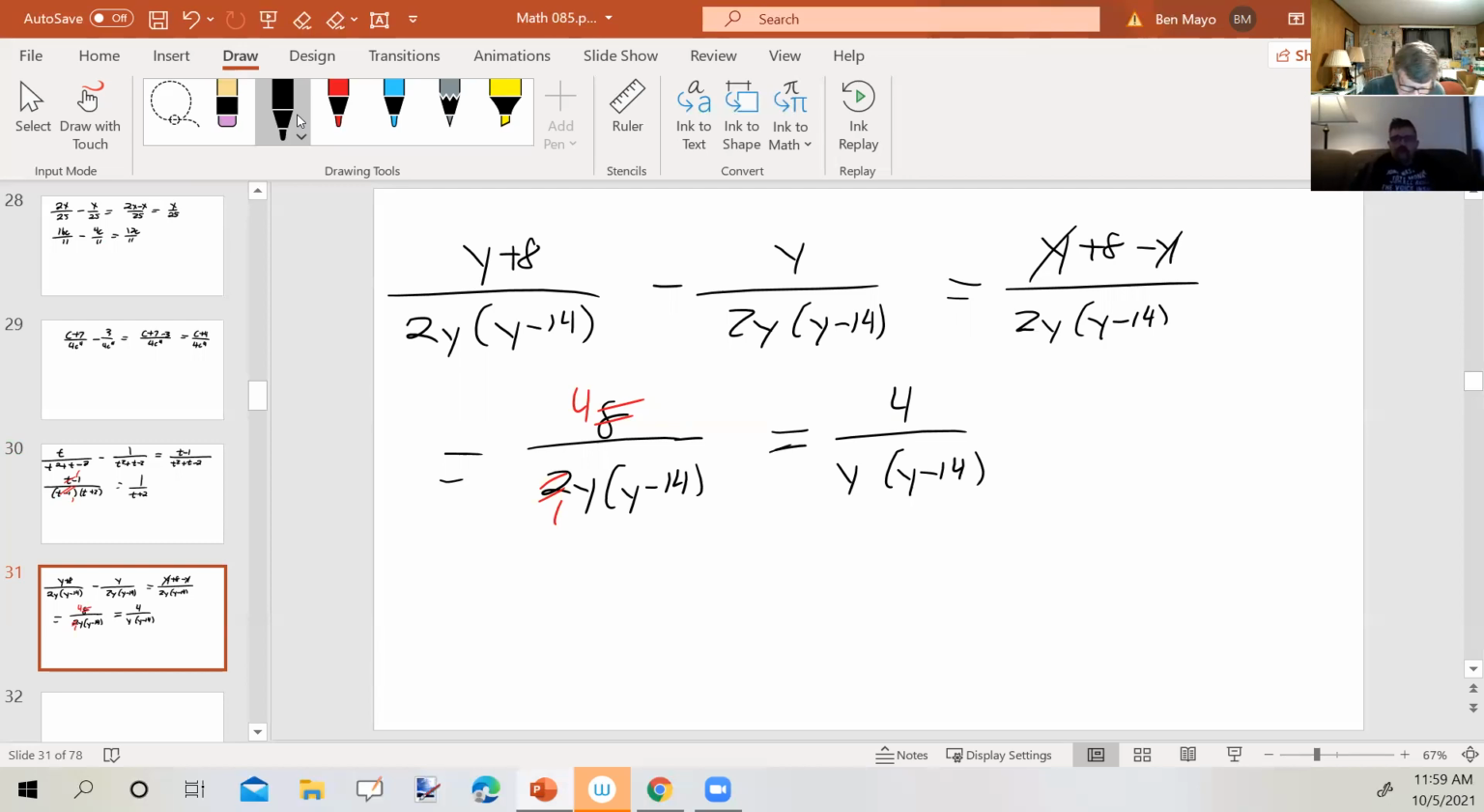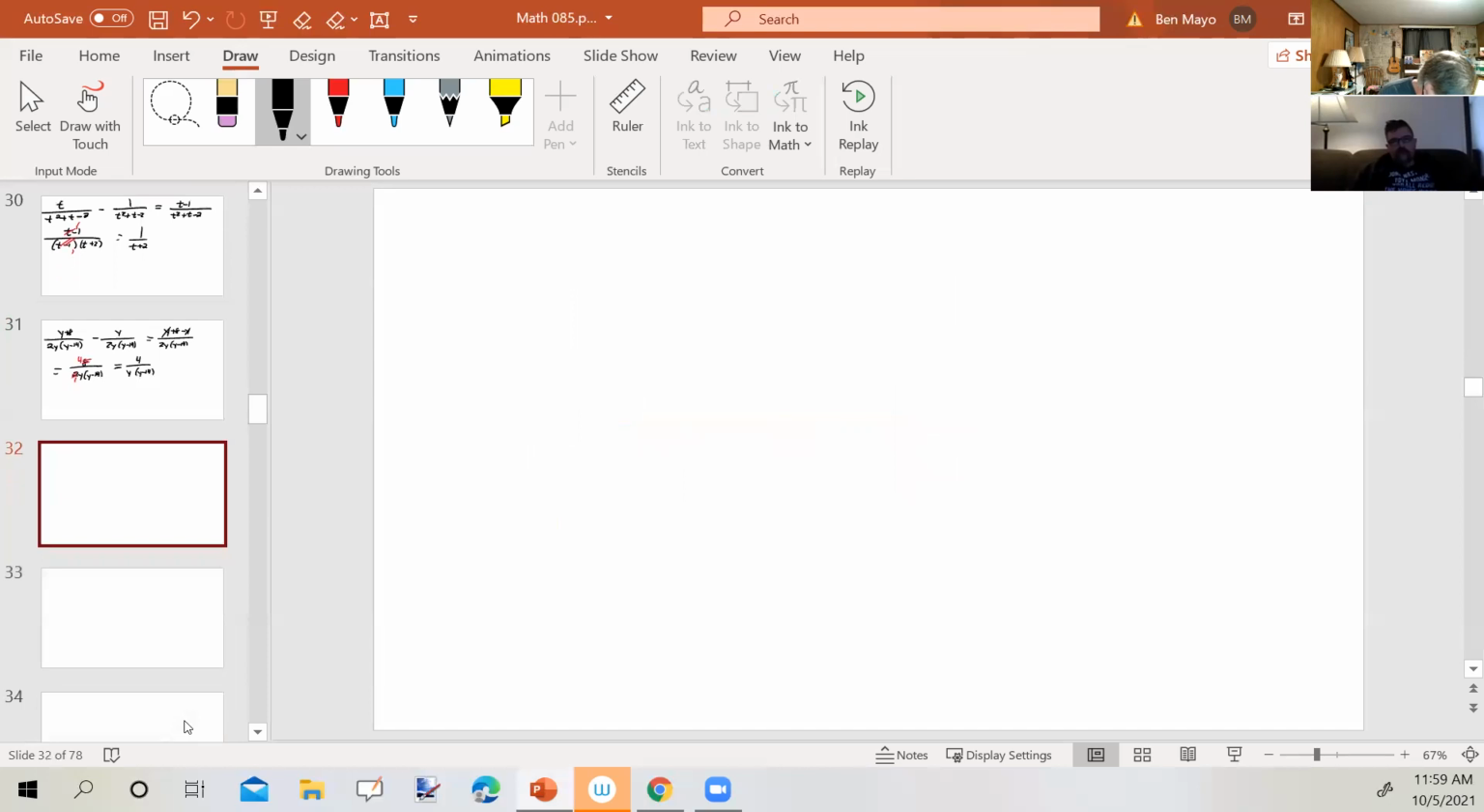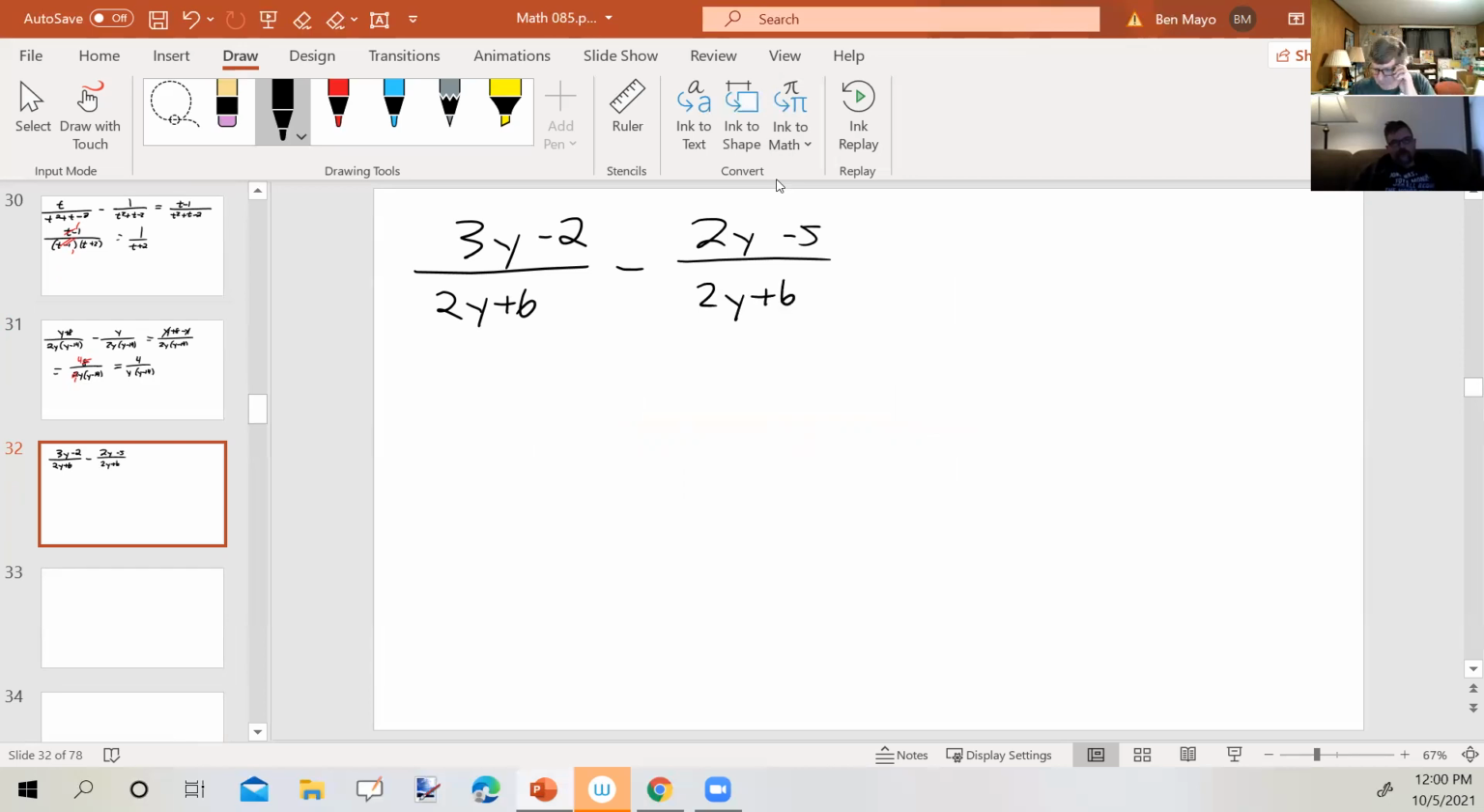Let's see how you do on this one. 3y minus 2 over 2y plus 6 minus the quantity 2y minus 5 over 2y plus 6. Take a minute and work that one out. Let's see what you get.